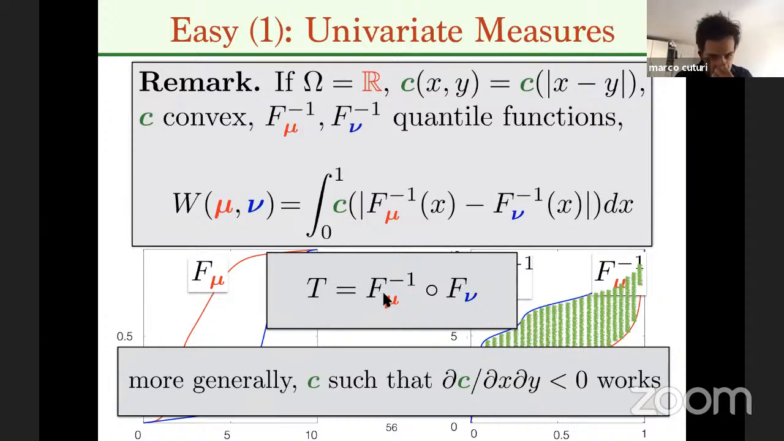So again, this is a slight bug. This is a transport from nu to mu. You should just switch mu and nu to have it from mu to nu. So this is an exact formula. There's no approximation. Now, if you are talking about discrete densities that are samples from continuous densities, I can also compute generalized quantile functions and integrate their differences. And if you're asking how far that is from the true distance between the true densities, then there are some results.